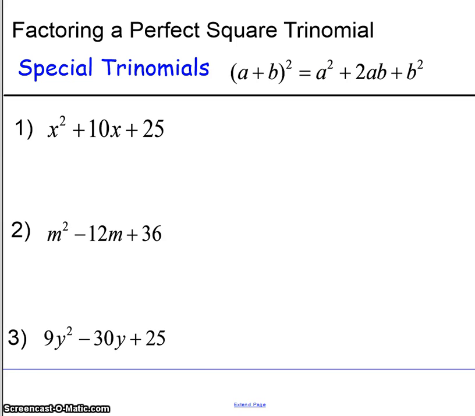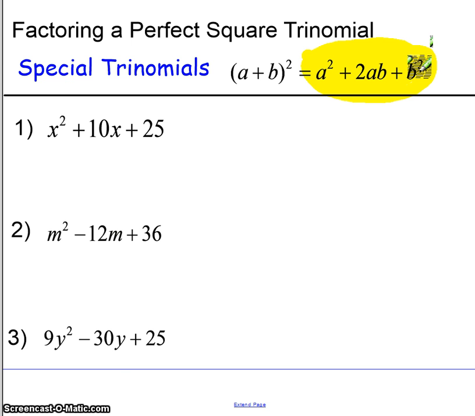This is a pre-calc video on factoring a perfect square trinomial. This method only works on a particular special type of trinomial. It has to be of the form a squared plus 2ab plus b squared. So let me explain what that means.